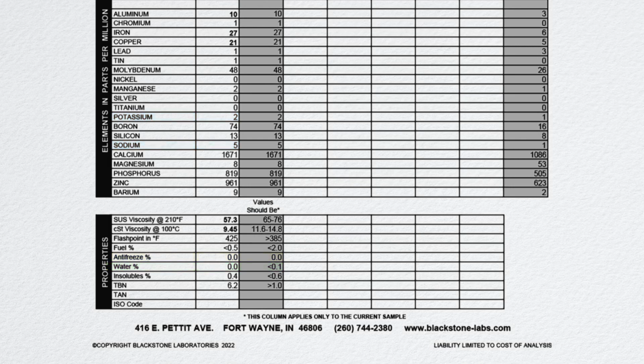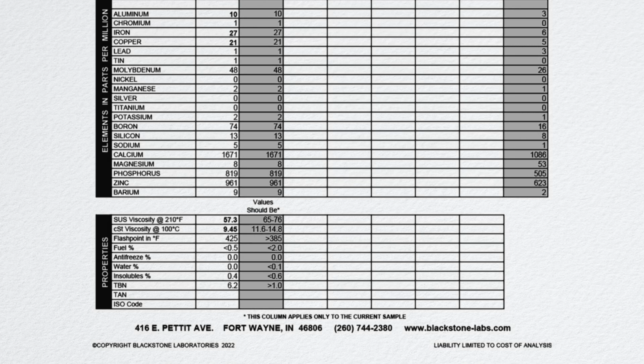Below water, you can see insolubles. Now, insolubles are important because they speak to how much solid material is present. Now, you want a low insolubles level, and the way you arrive at a low insolubles level is from the oil filter working effectively. So an insolubles result below 0.6% is exactly what you want, as that speaks to the oil filter not being used up.